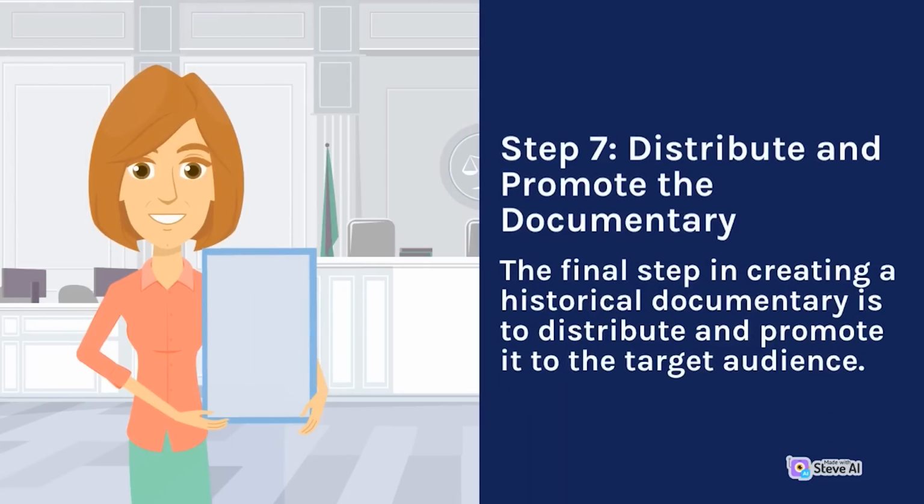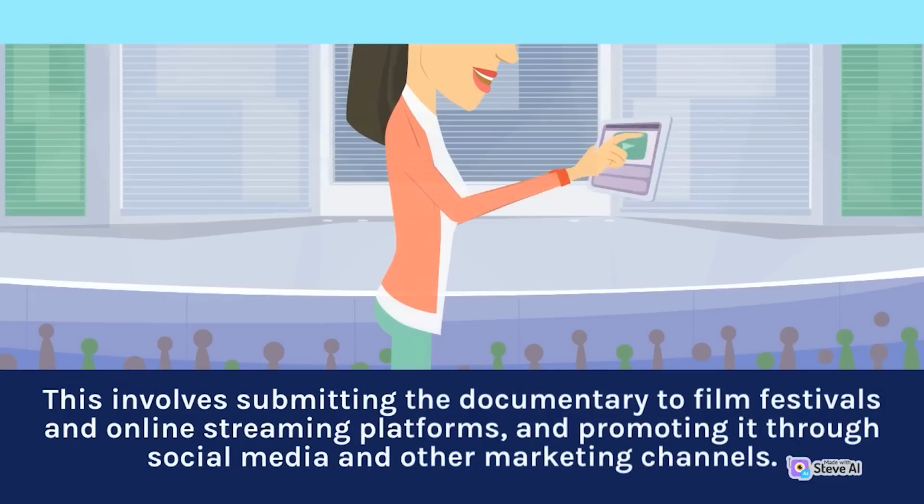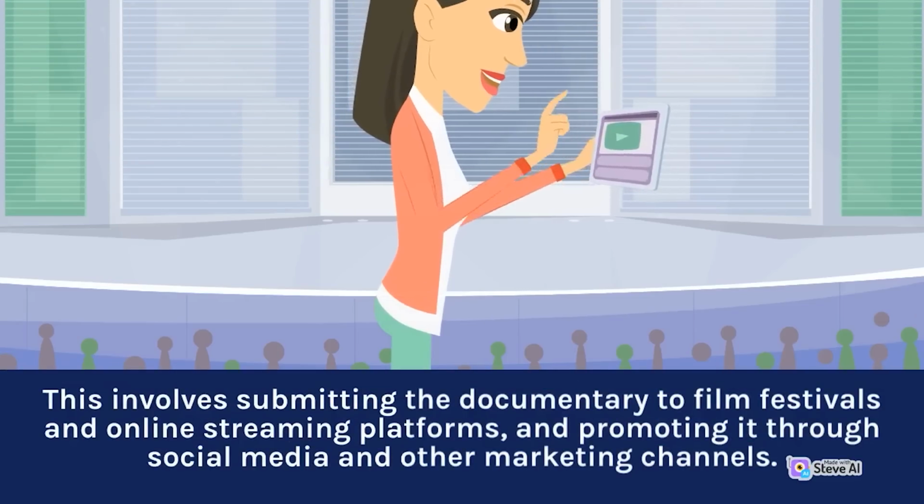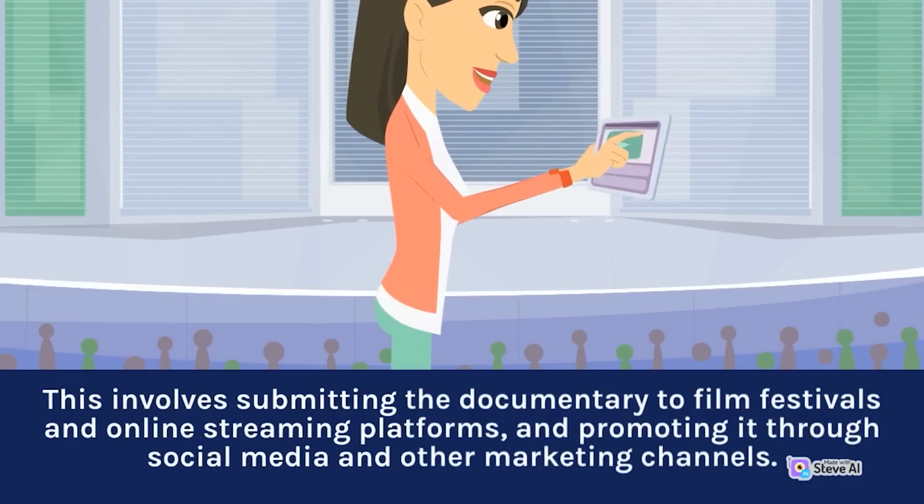Step 7. Distribute and promote the documentary. The final step in creating a historical documentary is to distribute and promote it to the target audience. This involves submitting the documentary to film festivals and online streaming platforms, and promoting it through social media and other marketing channels.